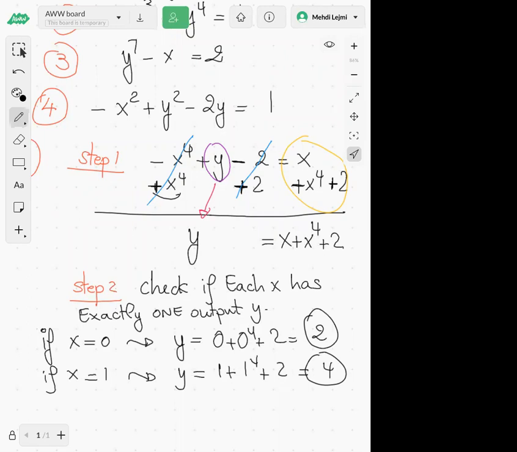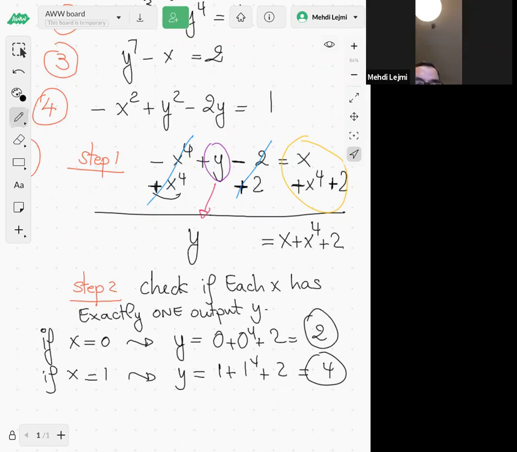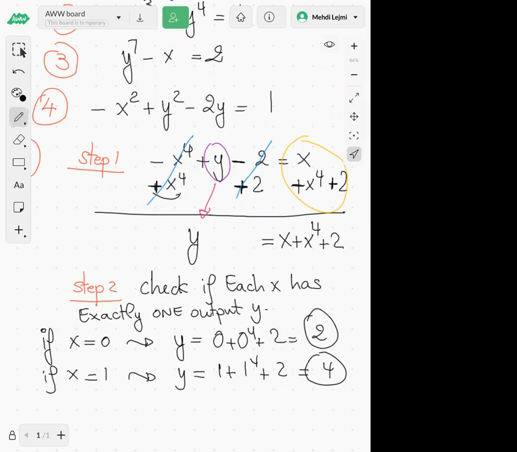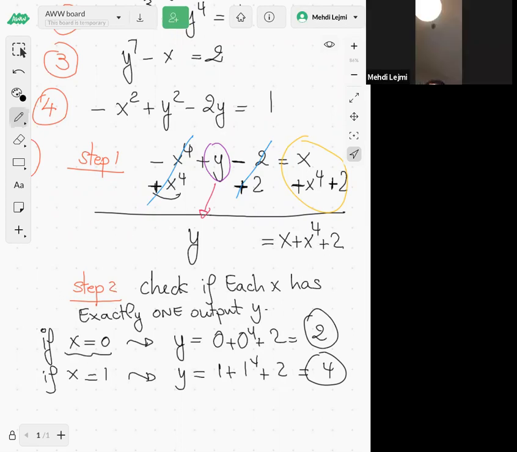Yes, please. What would x be in this case? For question number 1, what would x be? You mean the first one, the one we're doing right now? Whatever value you give it. You take any value. I'm just taking random values here to see if I get exactly one output.